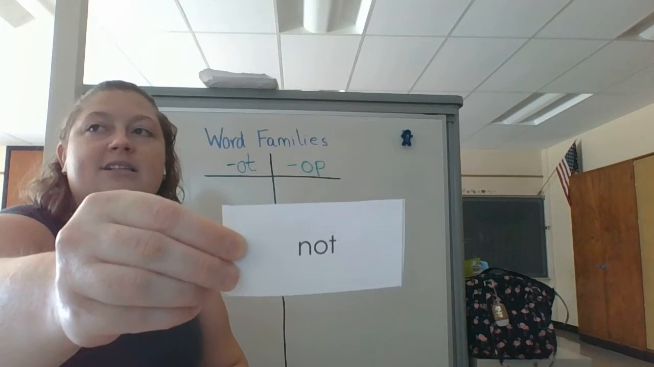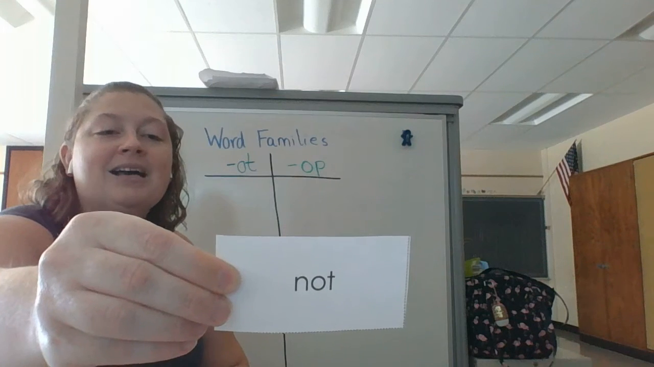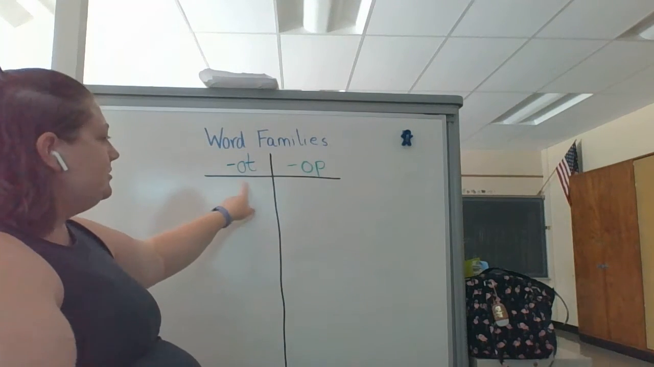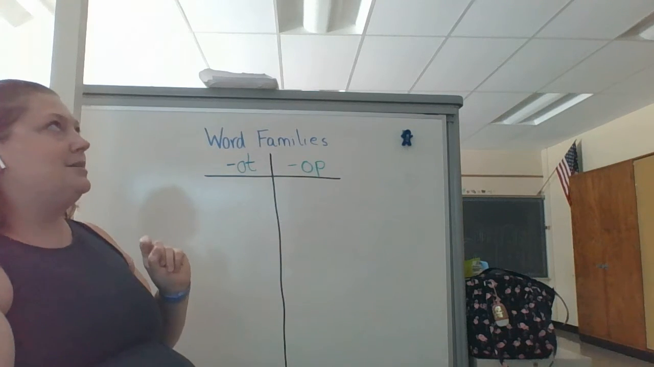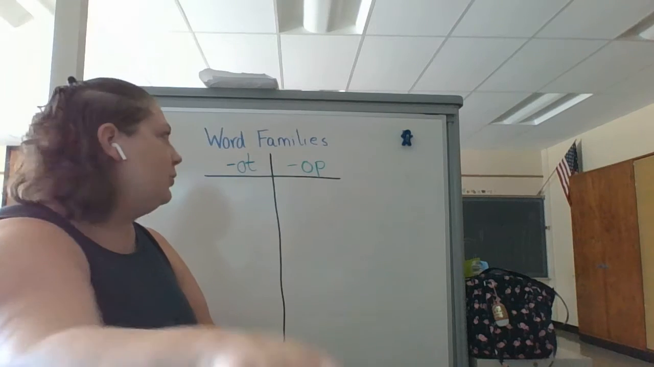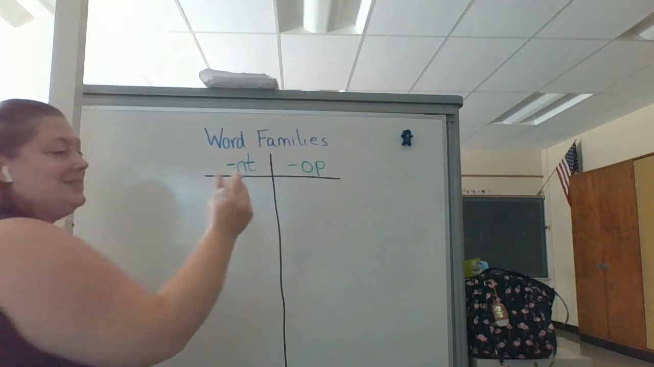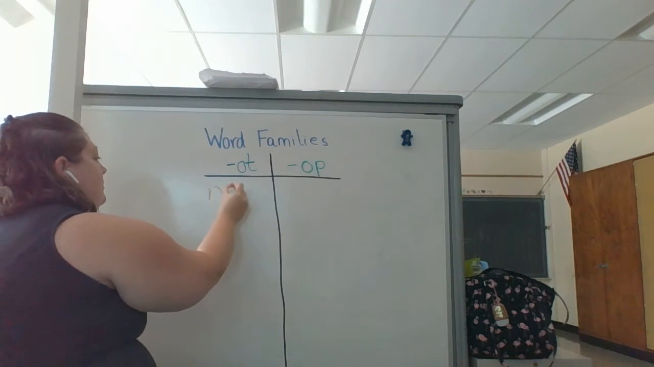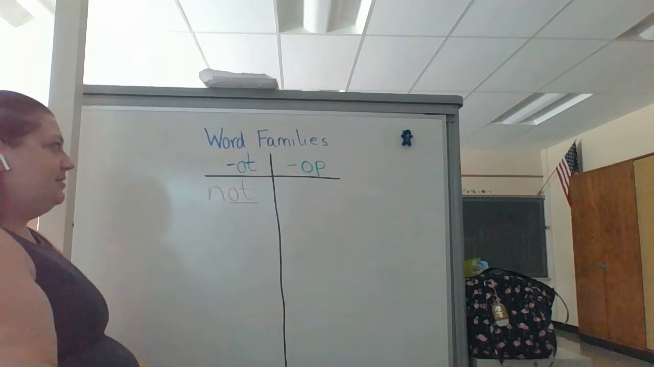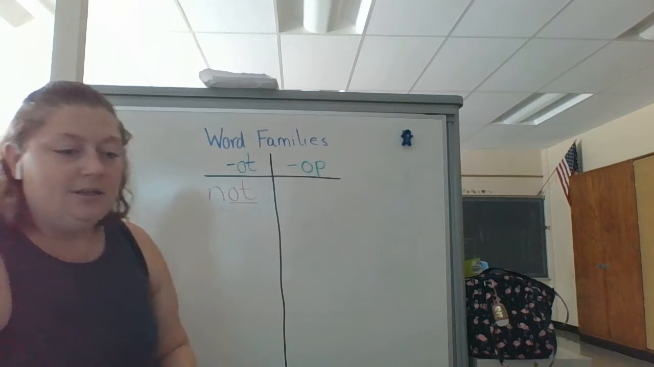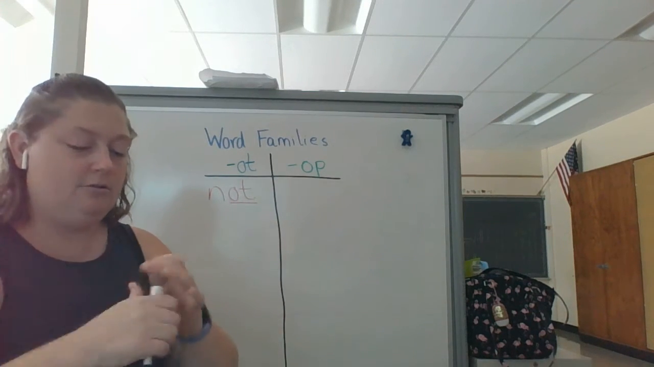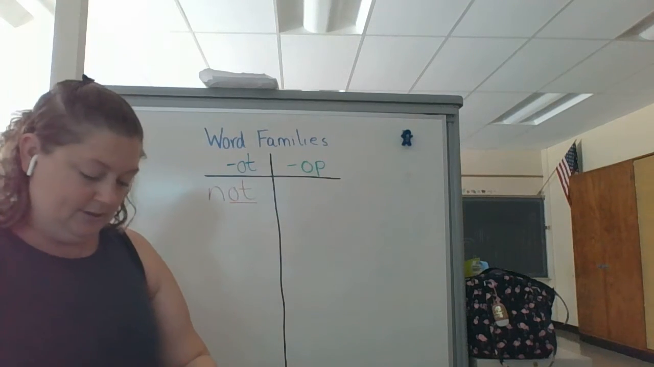We have, let's sound it out, n, o, t, not. It sounds like it has at in it. So I'm going to write the word not. And see how it has the at to match the at. Get all my markers ready so I don't have to get them out later. All right. How about this one?